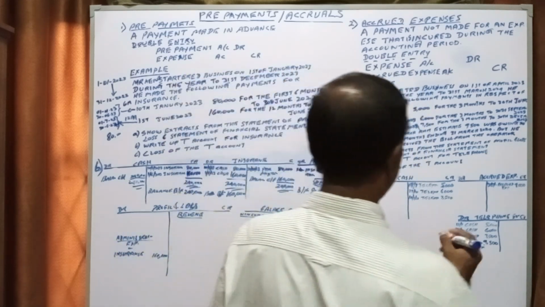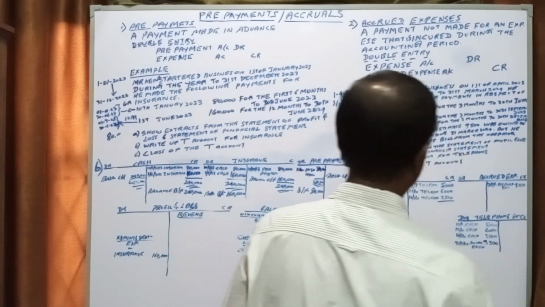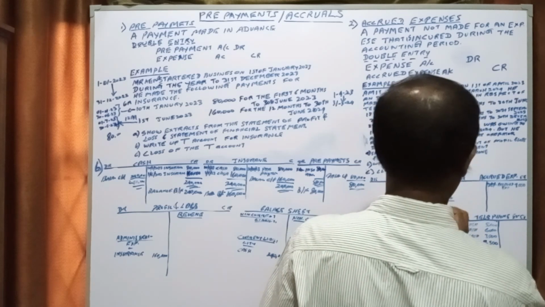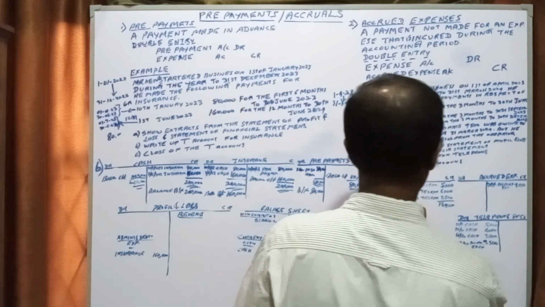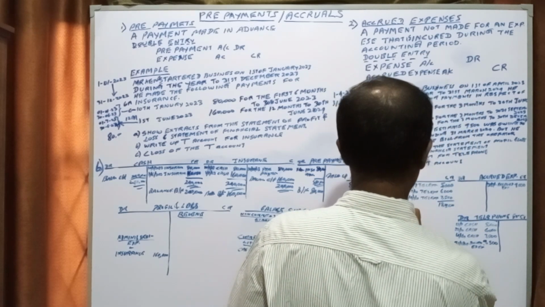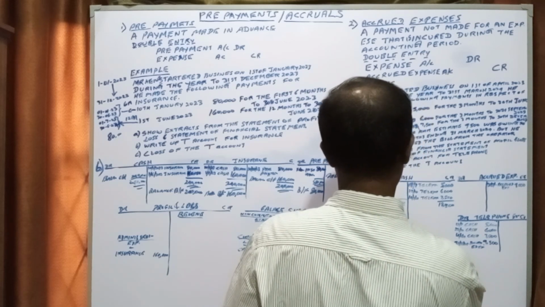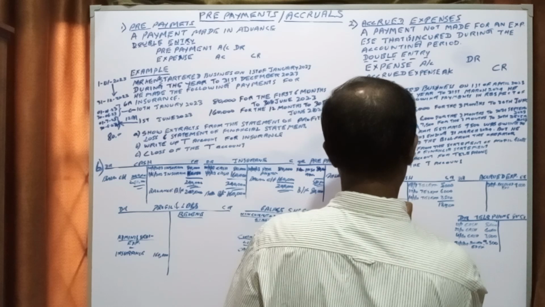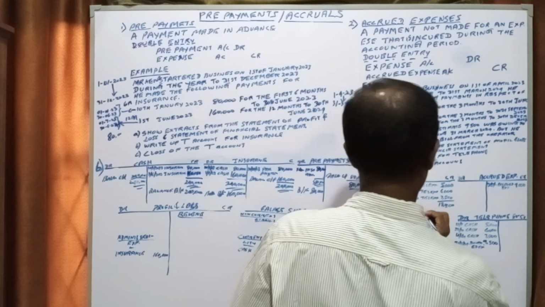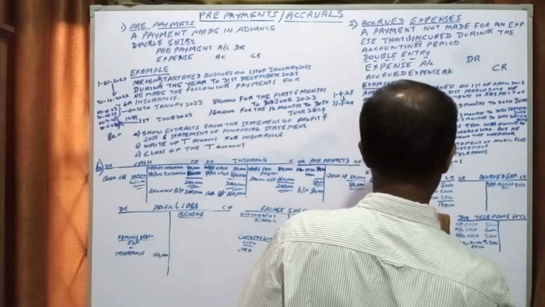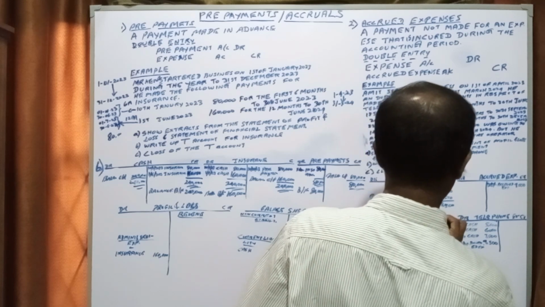Now we have to balance it. 18,500 cash, 18,500 balance carried down, 18,500 balance brought forward, 18,500.